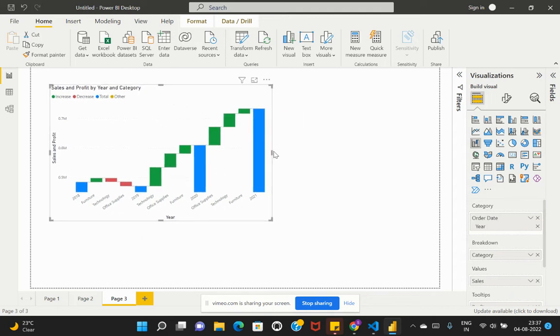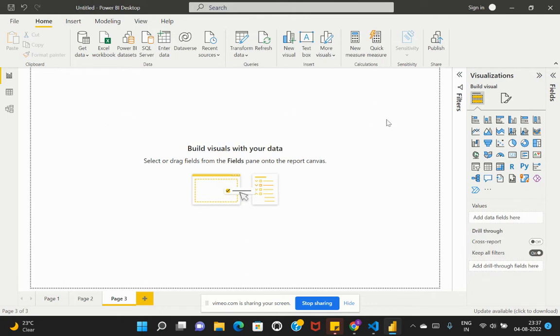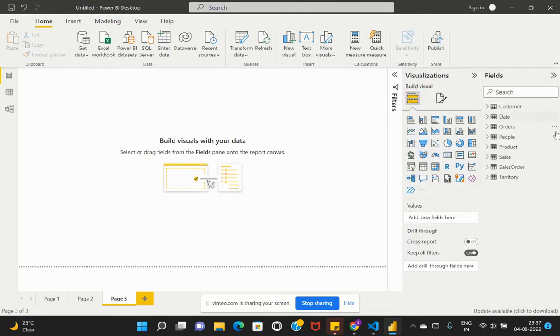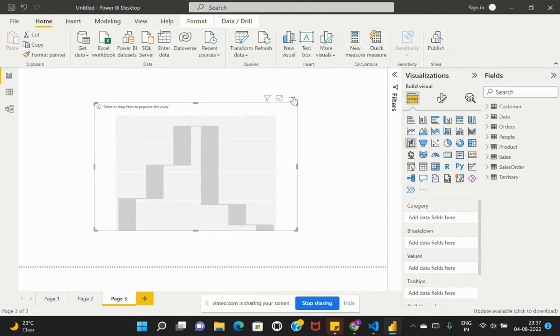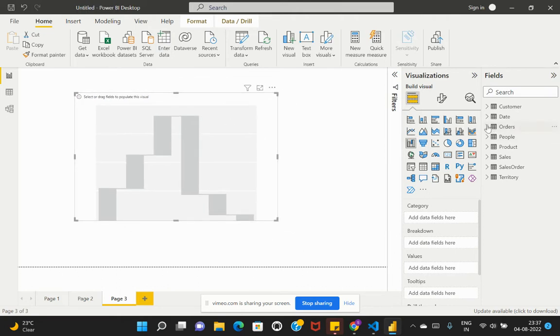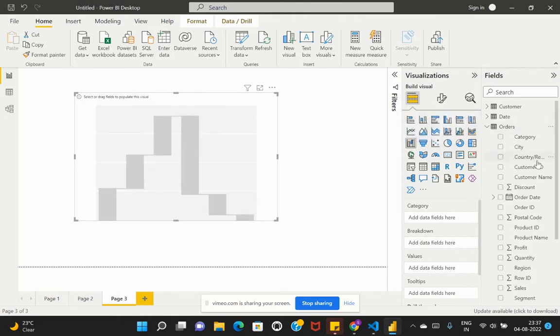However, if you would like to build the same chart without transforming it from an existing one, how can you do it? Let's quickly see that. So I've deleted everything and I'll just expand my fields pane here. Now I will select my waterfall chart and expand it, and then I will use my superstore data set for this requirement.